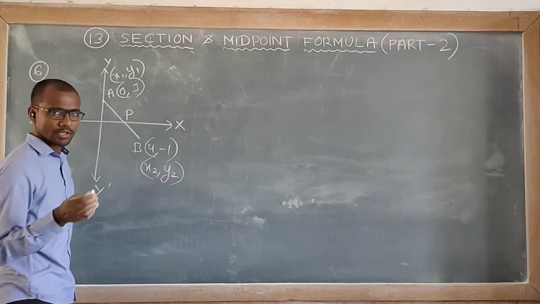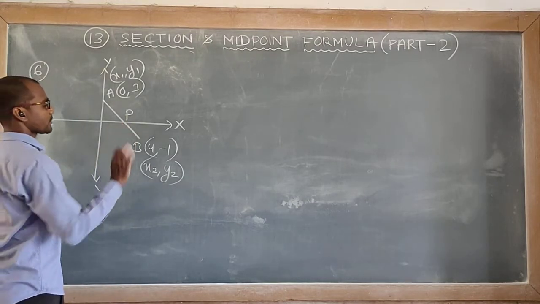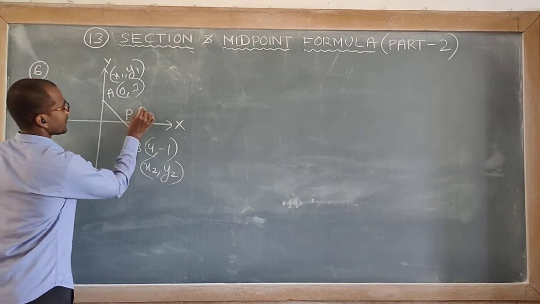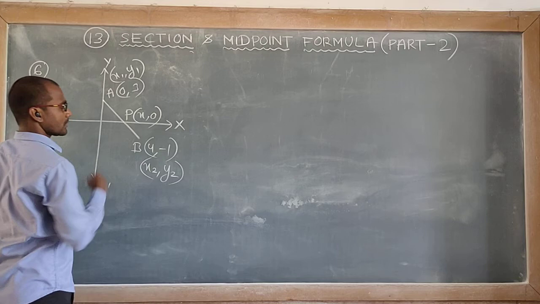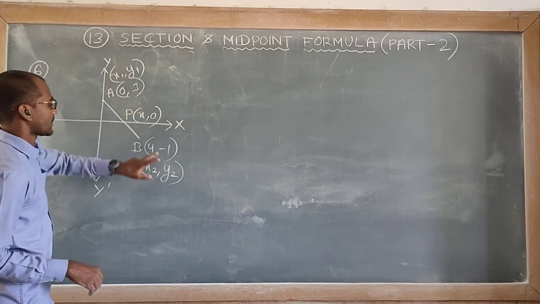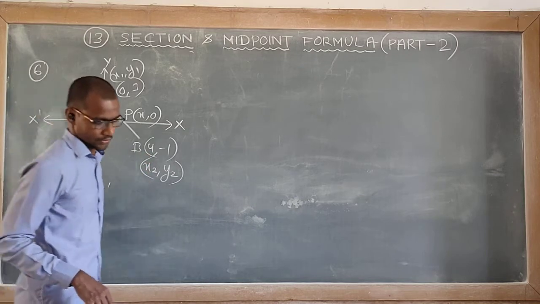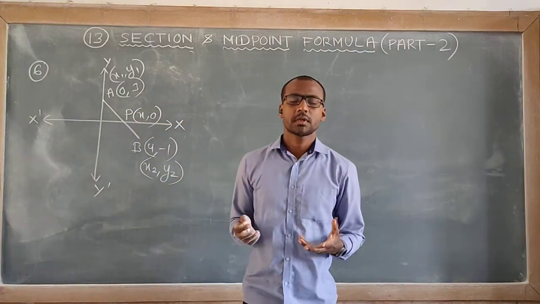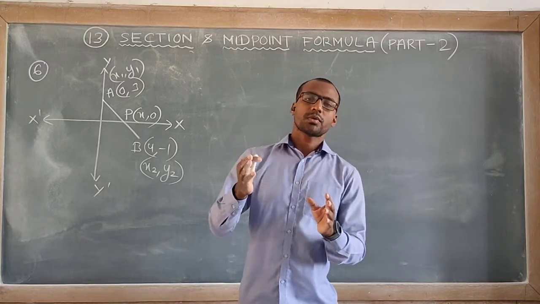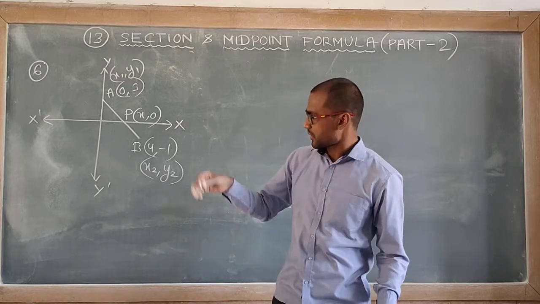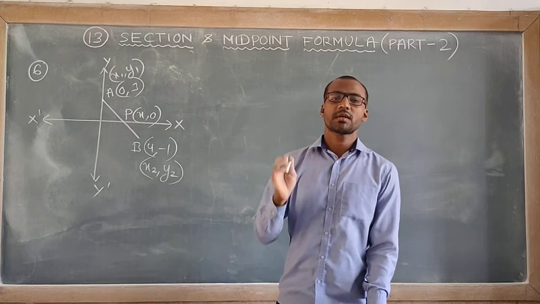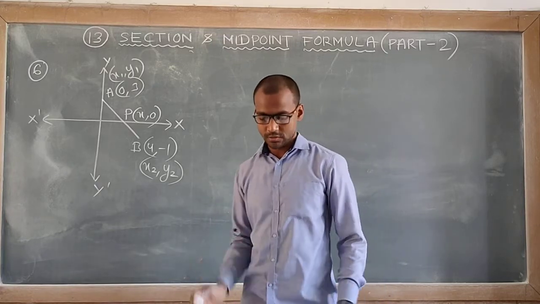Now, what are the coordinates of point P? P lies on the x-axis, so definitely its y coordinate will be 0. X coordinate I don't know. Let it be (x, 0). So this is x1, y1, this is x, y, this is x2, y2. I want to find the ratio. Till now we have solved questions in which the ratio is given and we find the coordinates of the point (x, y). But here x1, y1, x2, y2 and x, y are given, and we have been asked to find the ratio, the opposite.